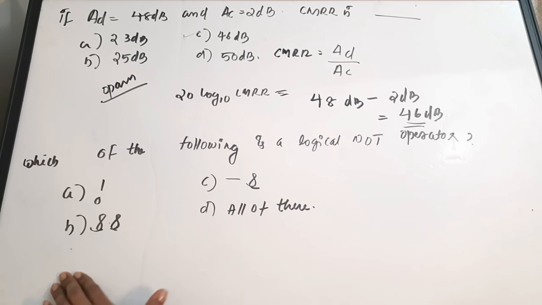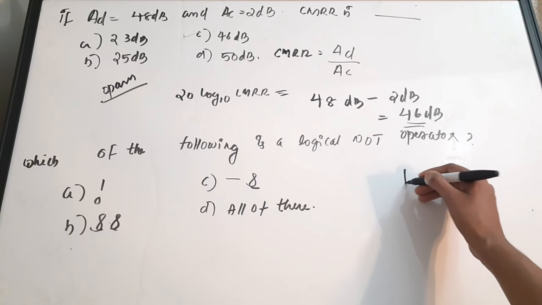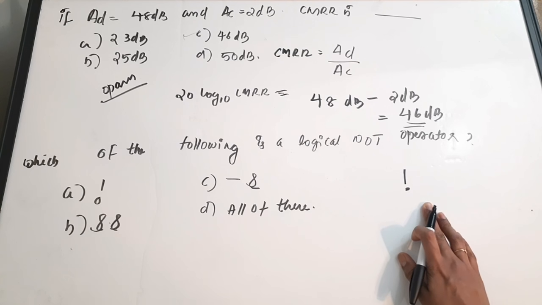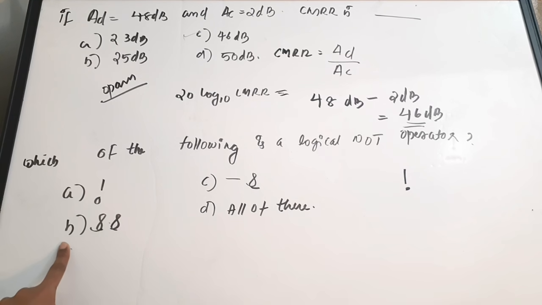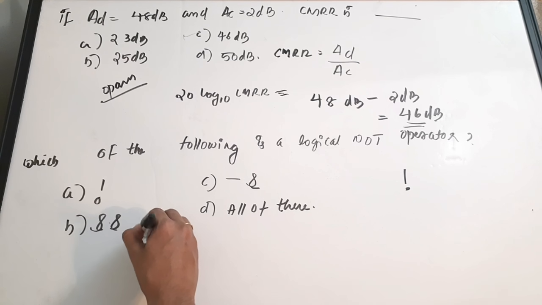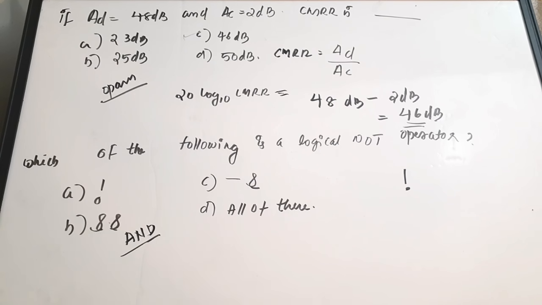Next question is from C language. Okay. Which of the following, this is a very simple question. Which of the following is a logical NOT operator? In C programming, the logical NOT operator is given by an exclamation mark. Okay, now what is this option? The option B is double ampersand and it is indicating logical AND. Okay, this is not any operator and all of this is also not the answer. The correct answer is option A.